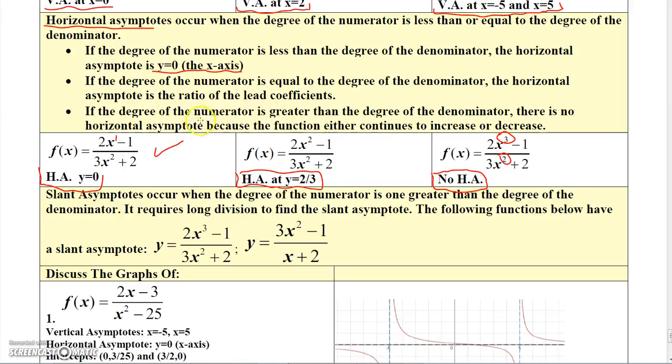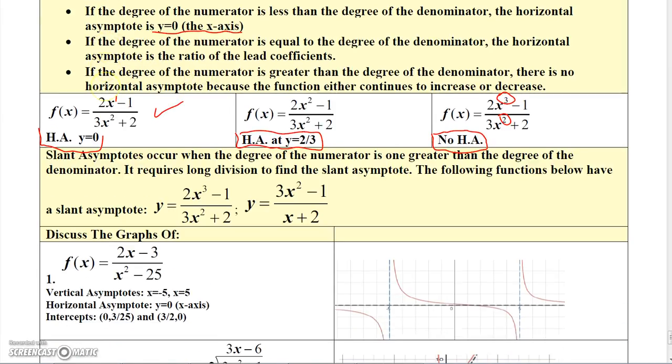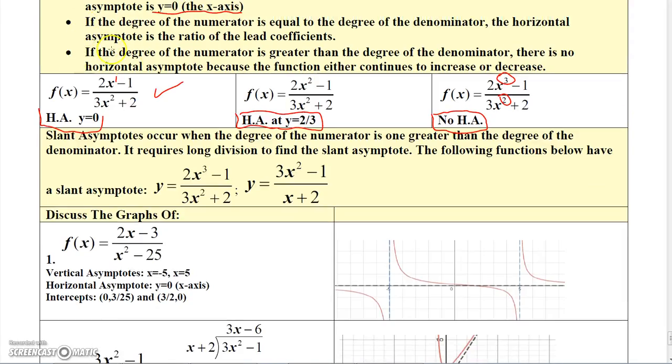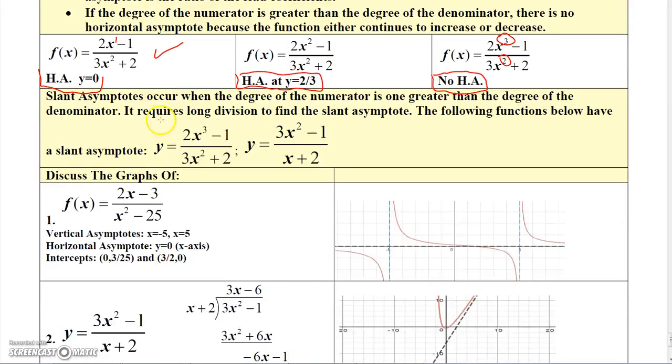So that's how you identify horizontal asymptotes or the lack of horizontal asymptotes. Now the last thing I want to talk about is slant asymptotes. Slant asymptotes occur when the degree of the numerator is just 1 unit greater than the degree of the denominator. So for instance, this graph here, the degree of the numerator is 3, the degree of the denominator is 2. Since 3 is 1 greater than 2, this would have a slant asymptote.